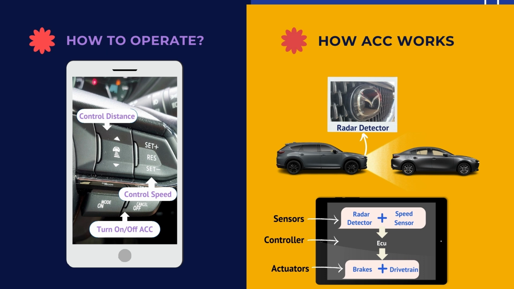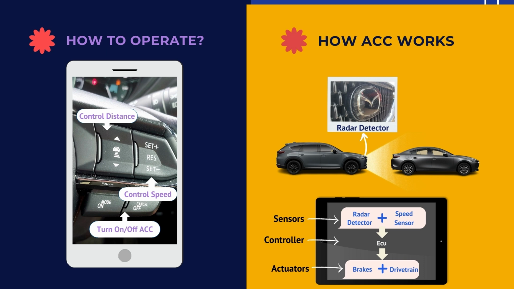The radar detector emits radar waves that hit the car in front. The time taken for the radar waves to travel back to the radar detector is processed as the distance. In short, the radar detector measures the distance of the vehicle with the vehicle in front, where the data is then sent to the ECU.